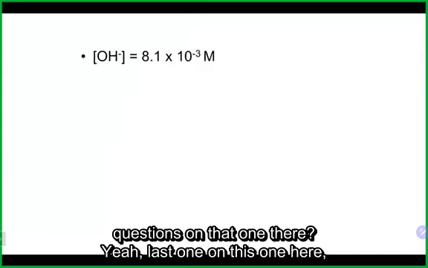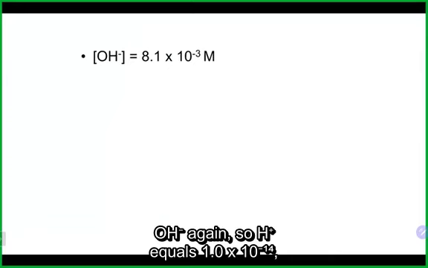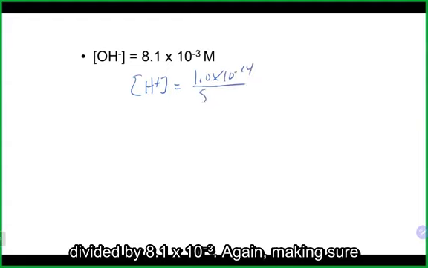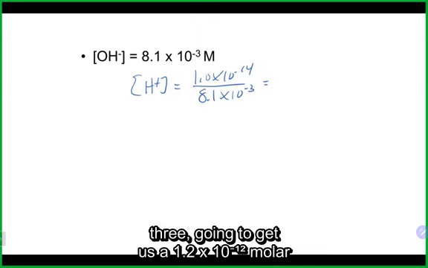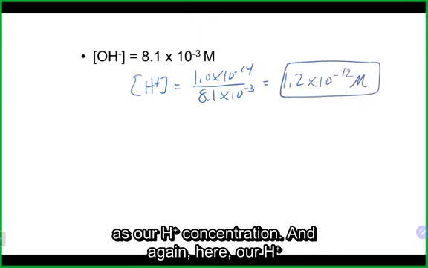Last one on this one here, OH minus again. So H plus equals 1 times 10 to the minus 14 divided by 8.1 times 10 to the minus 3. Again, making sure you punch it in correctly. Minus 14 divided by 8.1 to the minus 3 is going to get us 1.2 times 10 to the minus 12 molar as our H plus concentration.